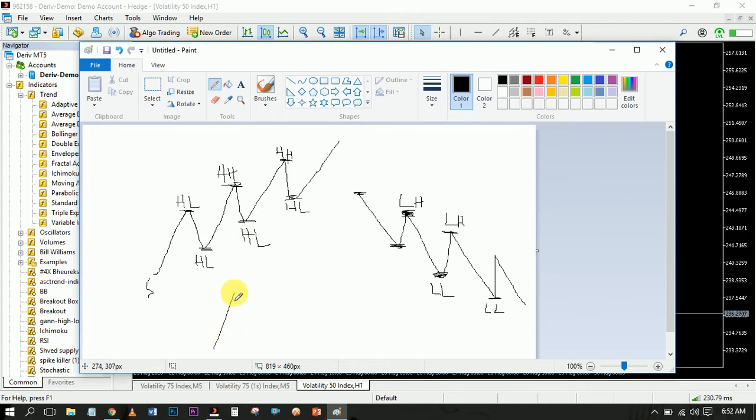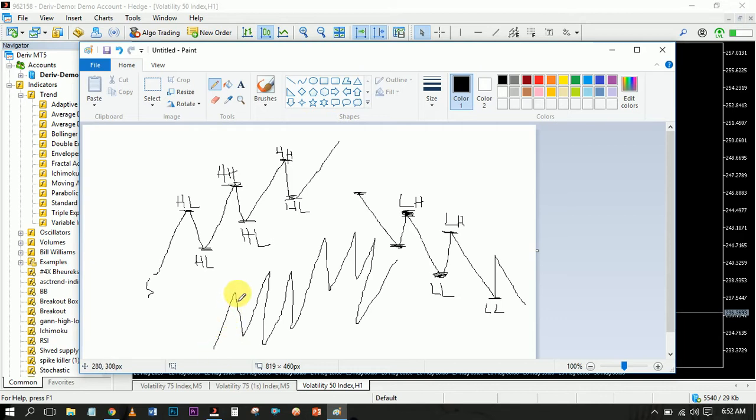You can have something like this, and you could just come this way. This kind of market is not a trending market. This is a choppy market, because in this market you basically cannot know where the trend is actually going, whether it's going up or down.